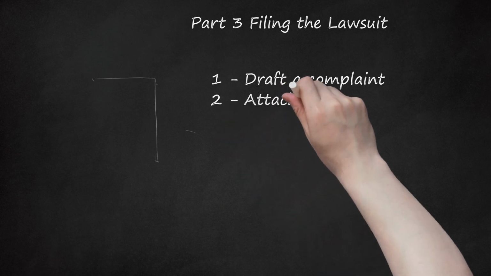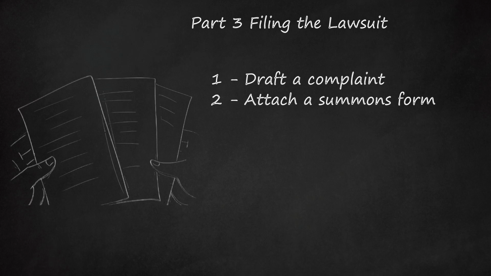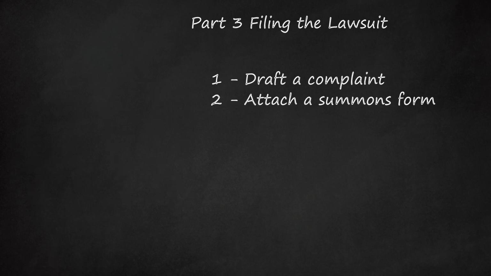2. Attach a summons form. A summons is a notice that will be attached to your complaint when you file. The summons tells the defendant that he or she is being sued and how they need to respond. A summons form can usually be found online at the federal court's website.